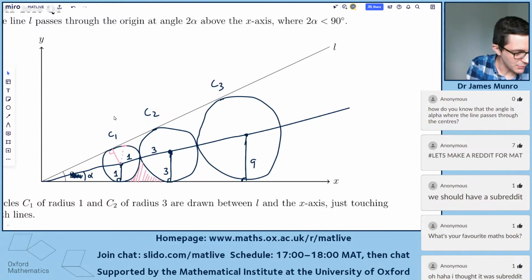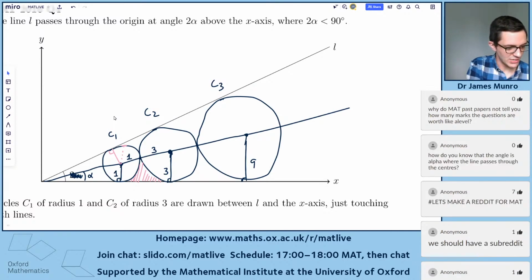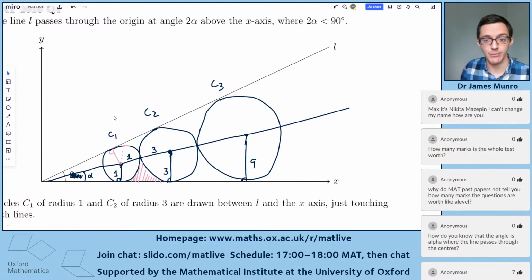Okay, time for questions in chat, I think. How many marks is the whole test worth? Somebody asks. It's 100 marks. There are 40 marks available for multiple choice questions at the start, and then 60 marks for longer questions. So 100. Symmetry of a kite.